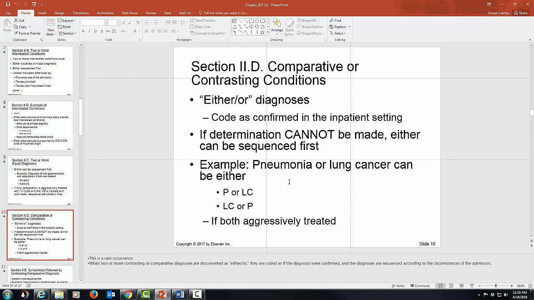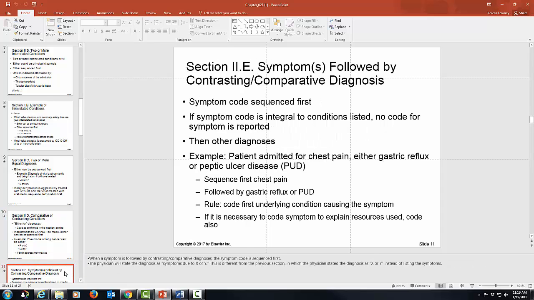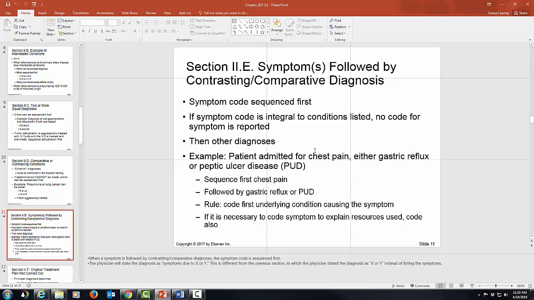So the patient comes in with what seems like pneumonia, but it could be lung cancer, a lifelong smoker, had it in the past. There's some reason for that. It's a rare occurrence that this would ever happen, but if they're both being treated aggressively, then either one of them can be coded first.